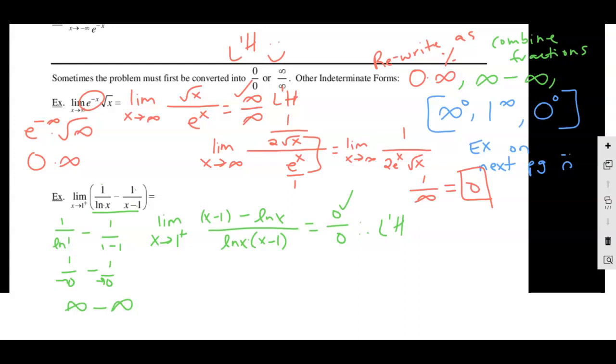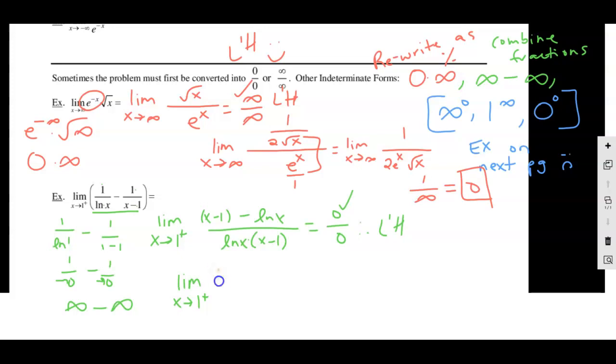Before, I guess you could distribute and then take the derivative, or you could take the derivative now. I don't really think it matters. Let's just take the derivative now. Okay, that was terrible, smart board. Come on. So let's go for it.